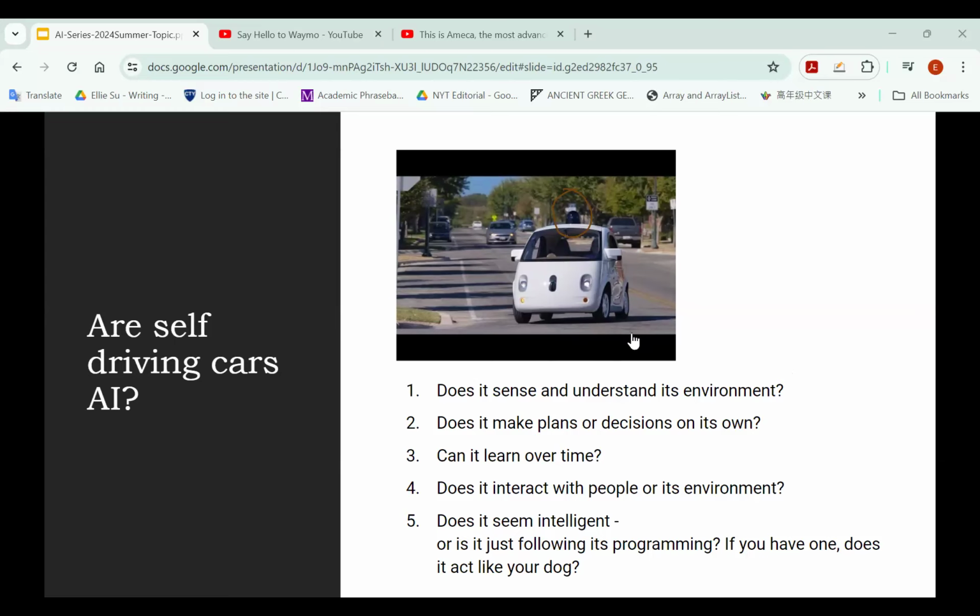So are self-driving cars AI? Do you think they are AI, or are they just programmed to stop at stoplights and go when it's green?